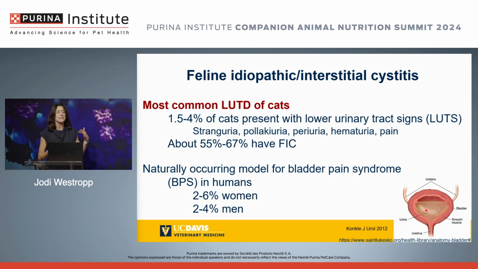And as I mentioned, the cat can be a very naturally occurring model for this disease in humans. That name has been changed over time, and it's referred to now primarily as BPS, which is bladder pain syndrome. This occurs in approximately 2% to 6% of women and about 2% to 4% of men. And again, its initial focus has expanded from just the bladder to be a little more of a systemic disease as well.